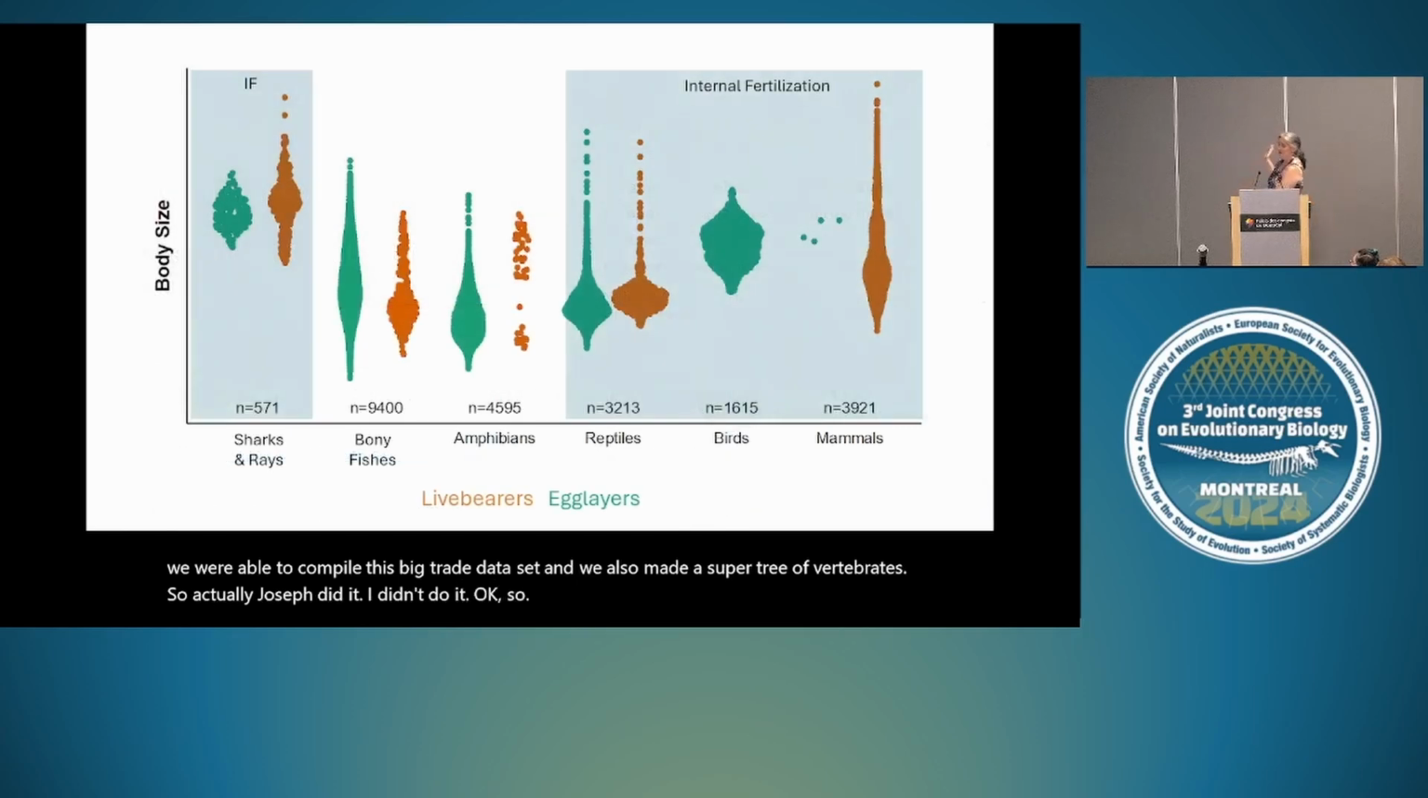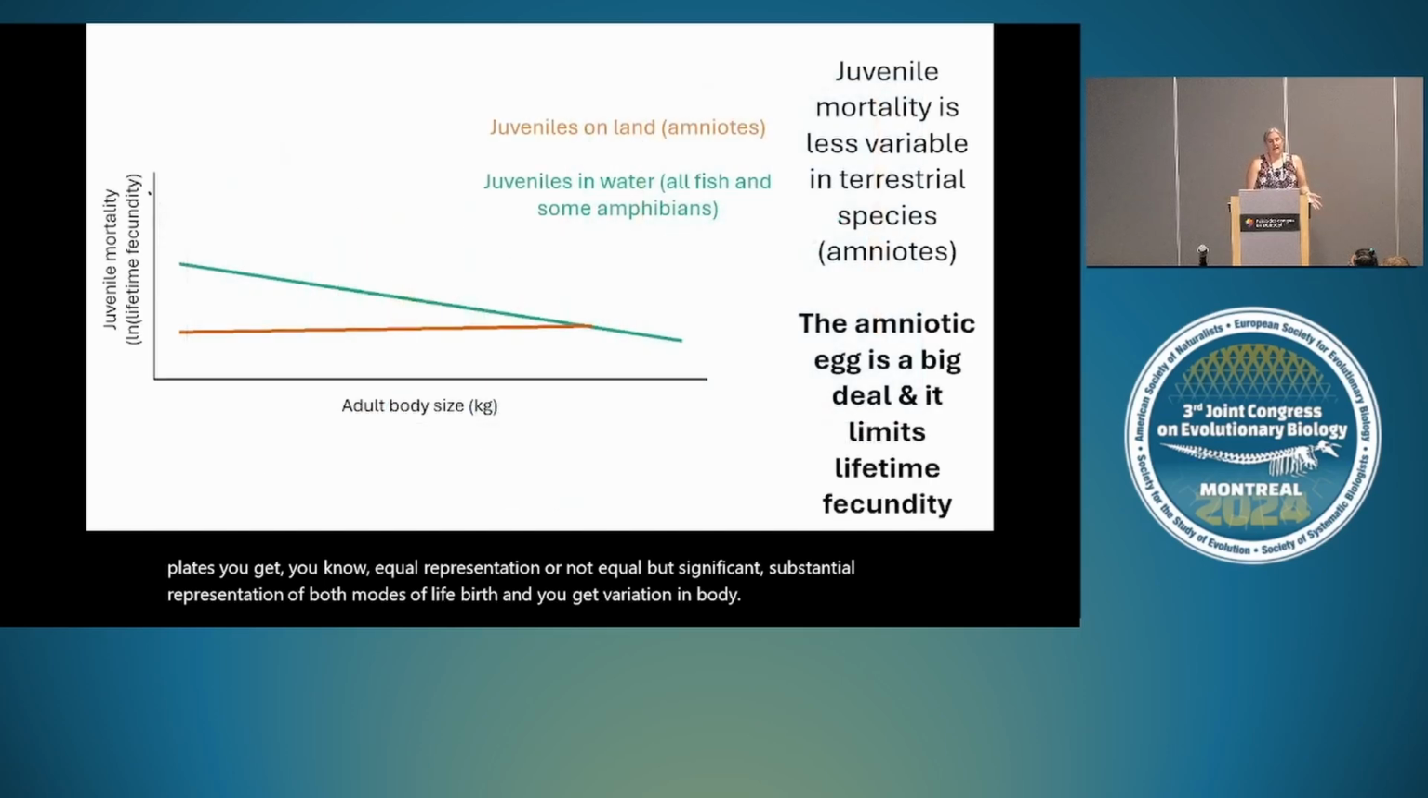Okay, just to show you, these are our numbers for body size in each lineage, and I've separated them out in this graph. The brown is live bearers, green is egg layers. I threw up mammals and birds just for completeness, but there's not a lot of interesting variation there. Obviously, most mammals are live bearers, and all birds are egg layers. And then in these other clades, you get substantial representation of both modes of live birth, and you get variation in body sizes.